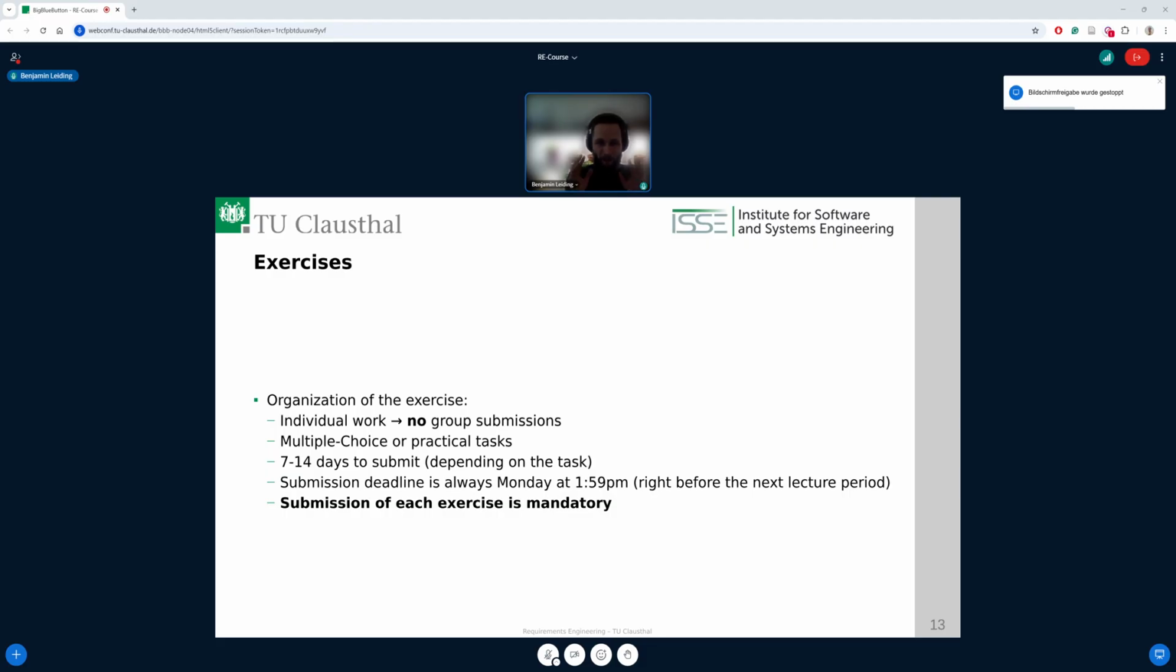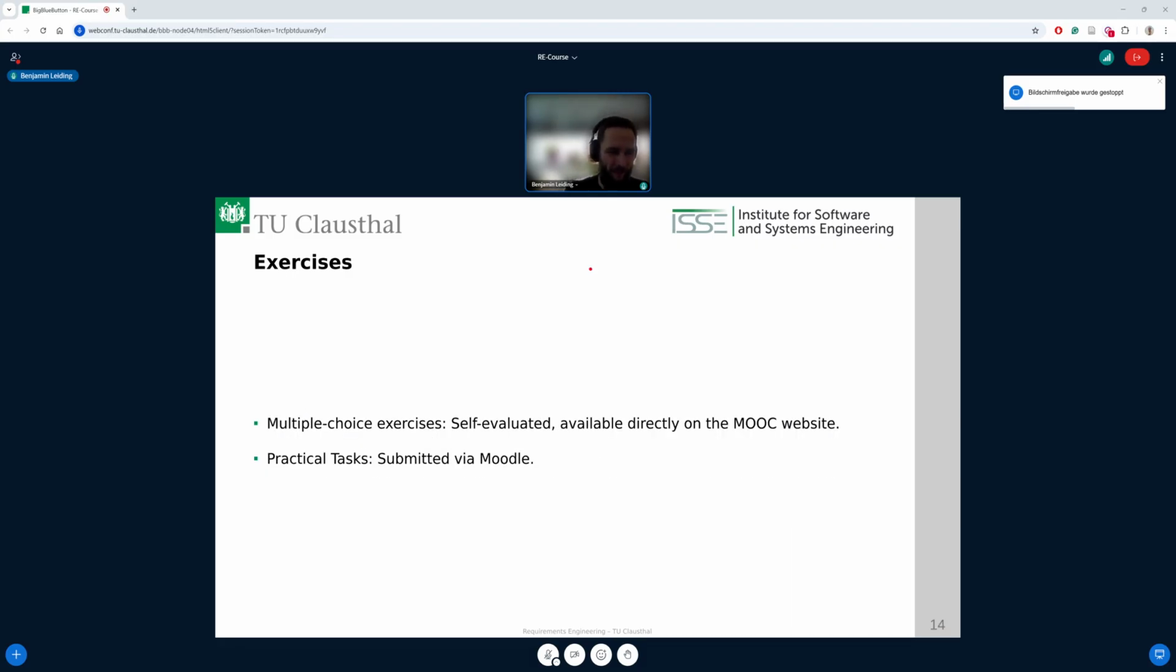I'm also making this that clear because, once again, past experience has shown that a lot of students do not remember this when it comes to passing the exams. So, essentially what I just said: self-evaluated, available directly on the MOOC website, we do not see the results. All the other exercises that are not multiple choice contain practical tasks that you have to submit via Moodle.